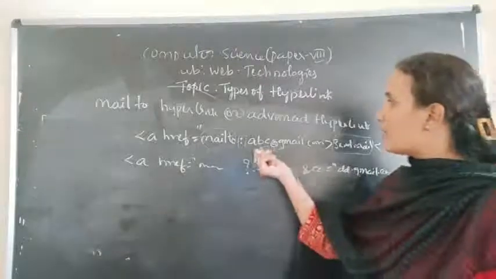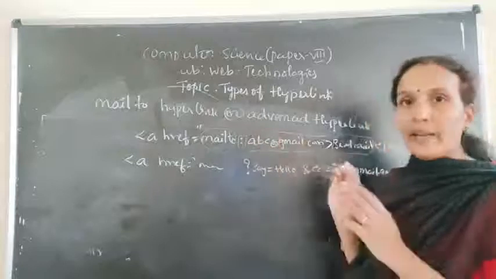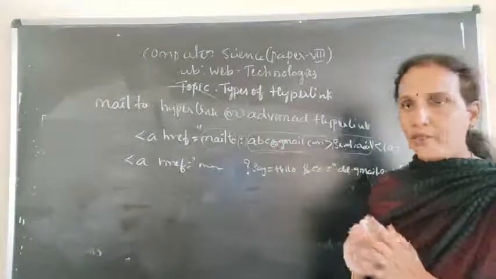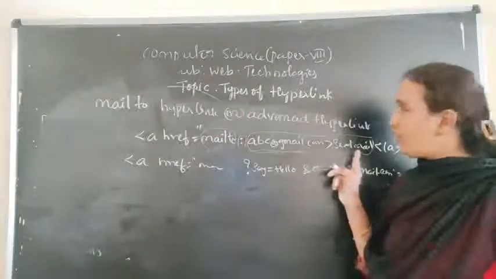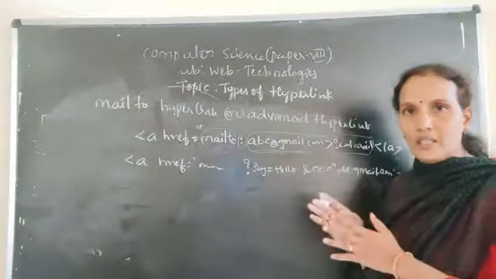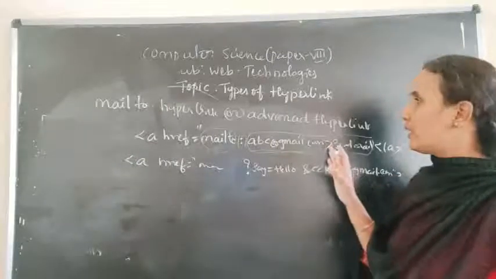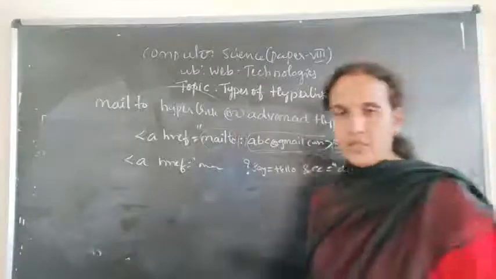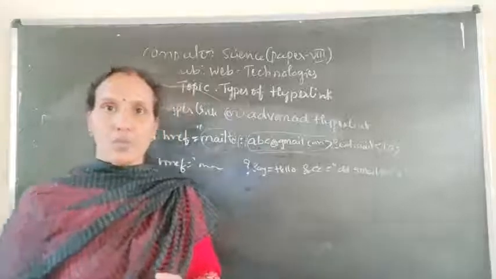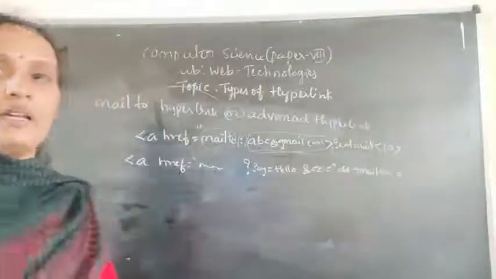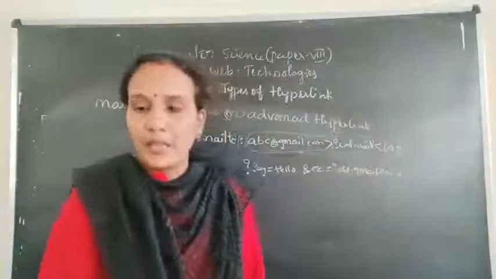In the advanced email link, we use the mail as a target document. When the user clicks on this particular hypertext link, the user will move from the current section to the particular mail, and here you can give some additional information also. Understood? Now, this is about the types of hyperlinks.